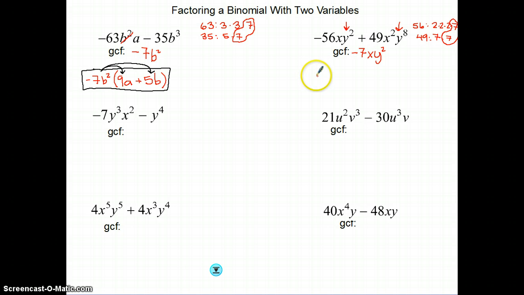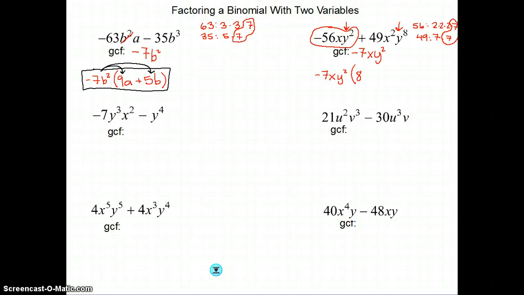Now from here, I write my negative 7 x y to the second power on the outside of parentheses. When I factor that out of my first term, my negative 56 becomes a positive 8. I have one x, but I'm taking that x out as part of my greatest common factor. And I have 2 y's, but I'm taking both of those y's out as part of my greatest common factor. So all I have left from that first term is an 8.